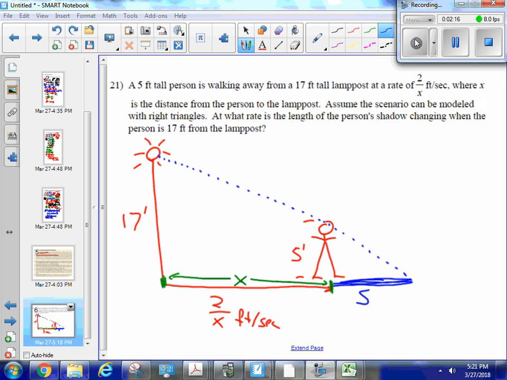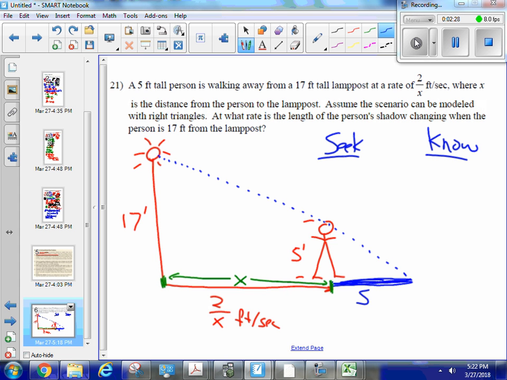So what do I seek? And what do I know? Well, I am seeking the change in the length of his shadow as he walks away from the lamppost. So what I am seeking is ds dt.